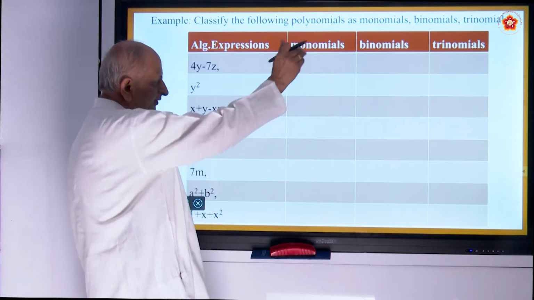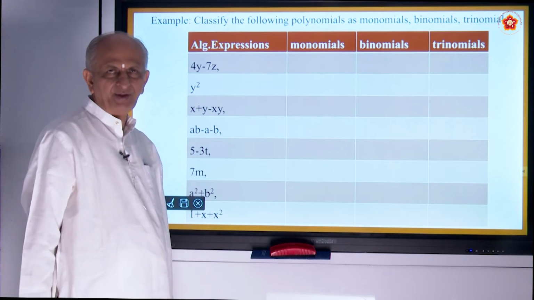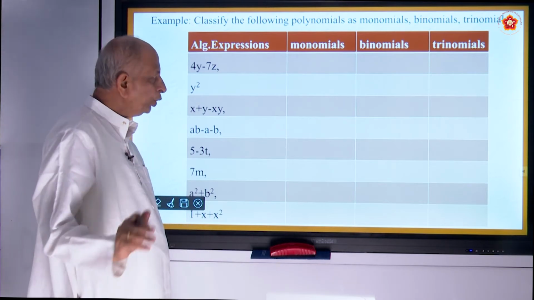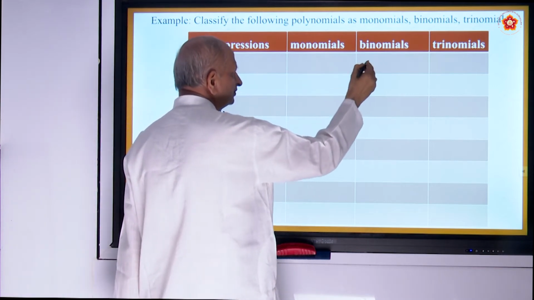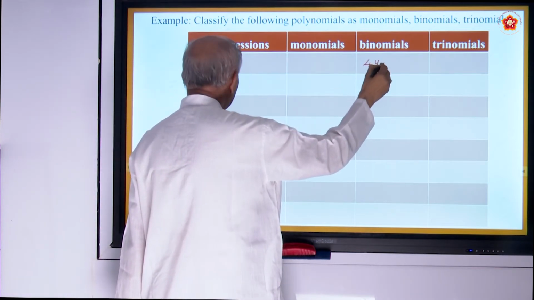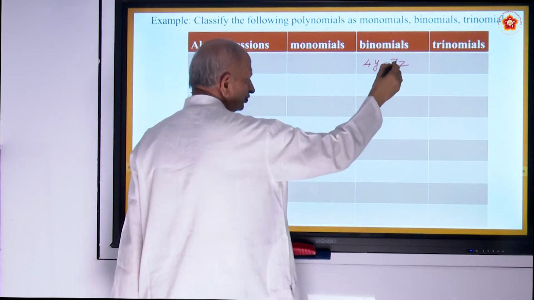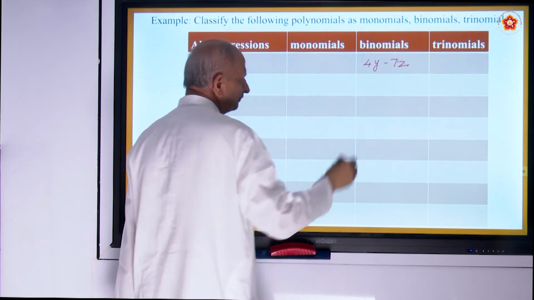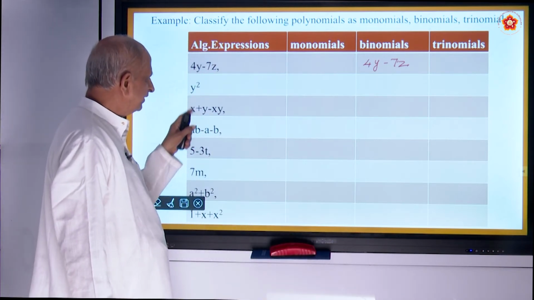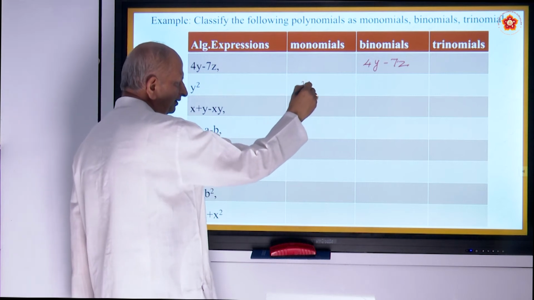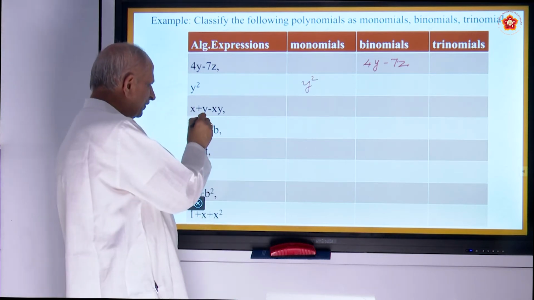Okay, now you have to write it in the boxes. 4y minus 7z. How many terms are there? 2 terms are there. Therefore, shall we write it here or here? It should be on the binomial side. 4y minus 7z. What about y square? y square is only one term. So it will come under monomial, correct?